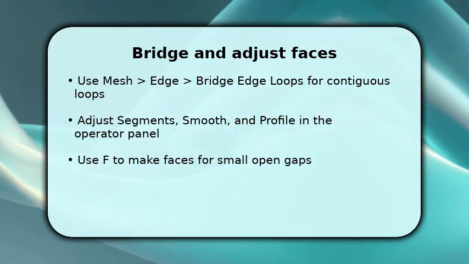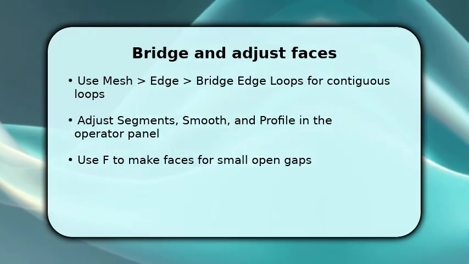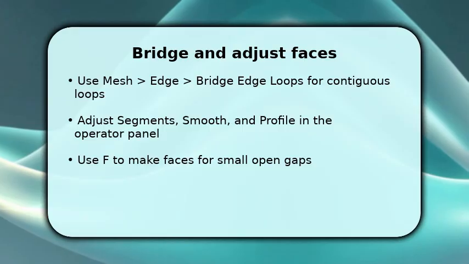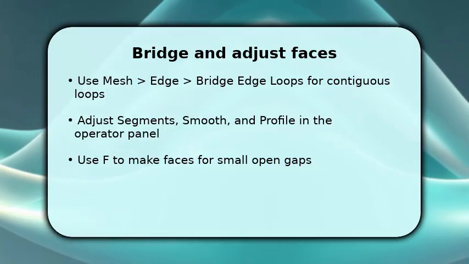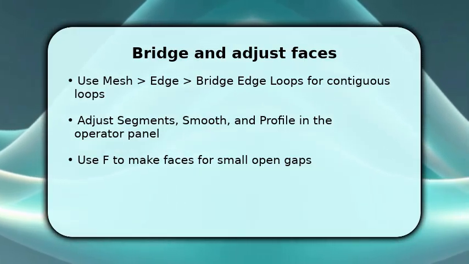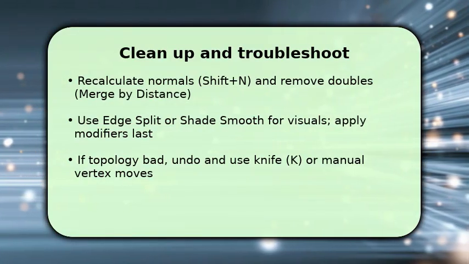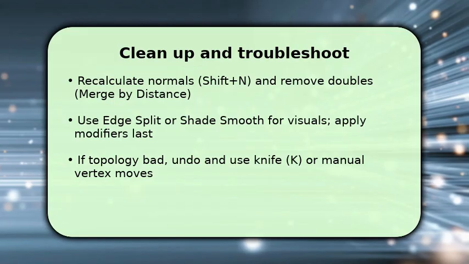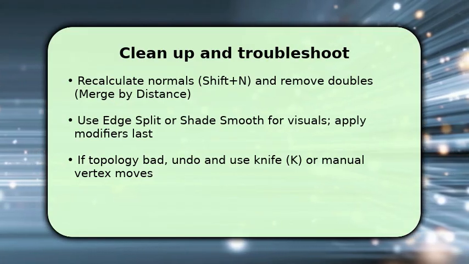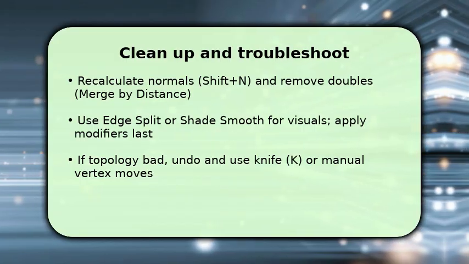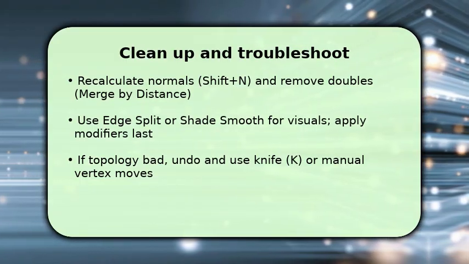For isolated gaps, select edges and press F to create faces manually. Make sure to inspect face direction and relax vertices with smooth or proportional editing if the surface looks pinched. Finish by cleaning topology. Recalculate normals and merge nearby vertices to eliminate tiny gaps. Apply modifiers like edge split or shade smooth only after geometry is correct so shading stays predictable.